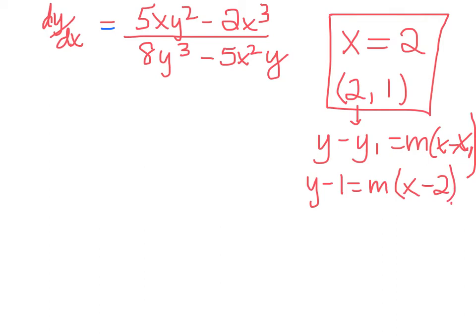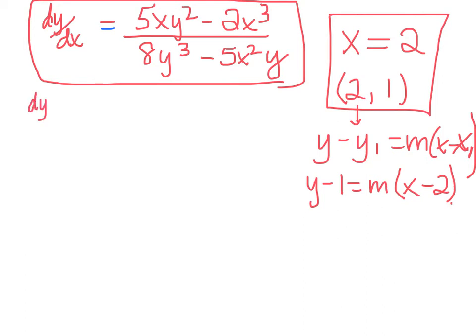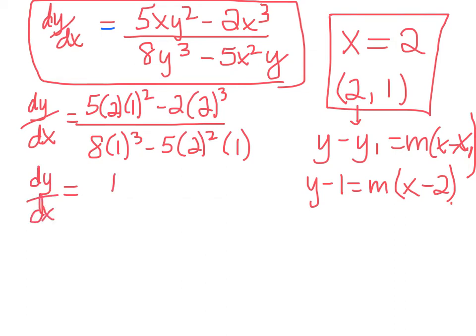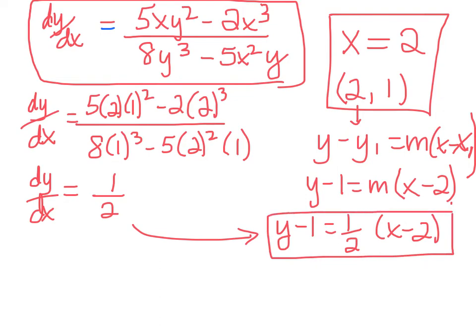Now all we need is the slope, and the slope is right over here because derivative is slope. And we're just going to plug in the point (2, 1). So dy/dx equals 5 times 2 times 1 squared minus 2 times 2, that quantity cubed, over 8 times 1 cubed minus 5 times 2 squared, times the y value, which is 1. And then you just evaluate that. Now, when you evaluate all of that, you should end up with 1/2. Okay? And then we're going to plug that back in. So we're going to get y minus 1 equals 1/2 times x minus 2. And there's no need to simplify that. You can, but you don't need to. So that's your answer for part B.